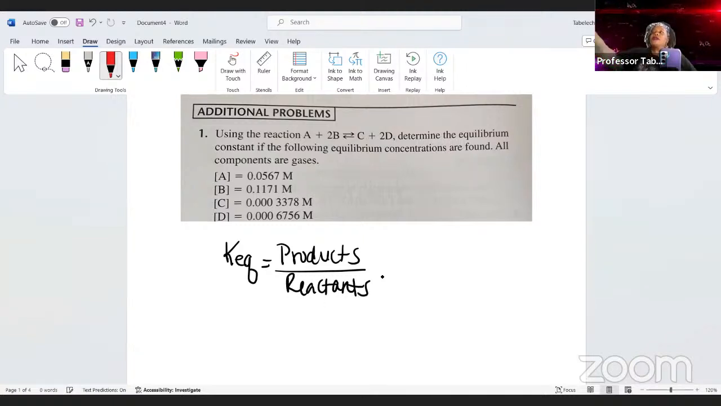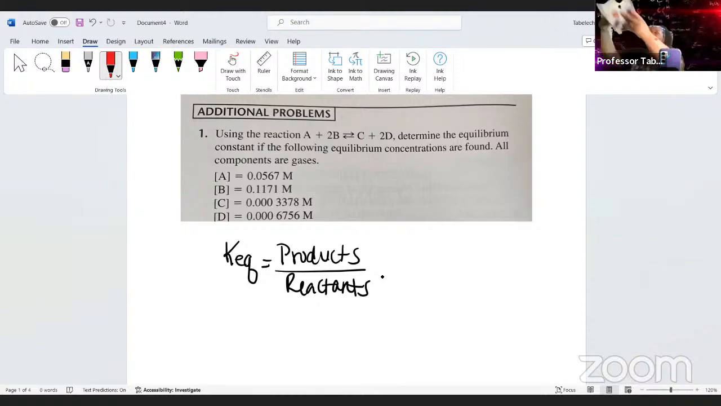Now, we've discussed this before. When we say your products over your reactants, you've got to make sure that you know what your products are. You also want to keep in mind that whatever your products are, you're going to raise it to those coefficients. You're going to raise it to the coefficient.